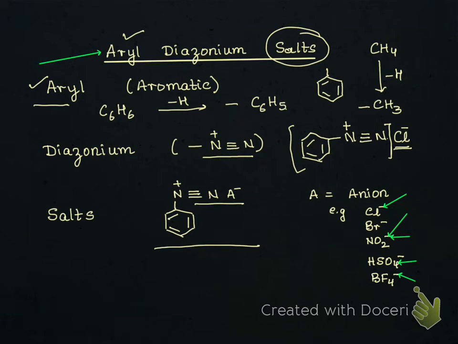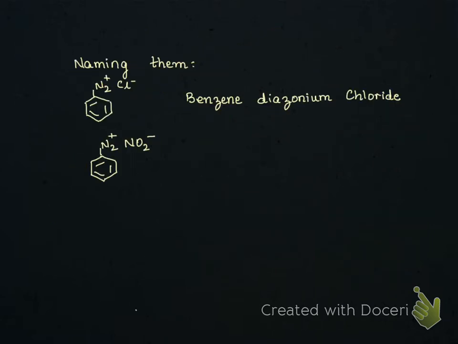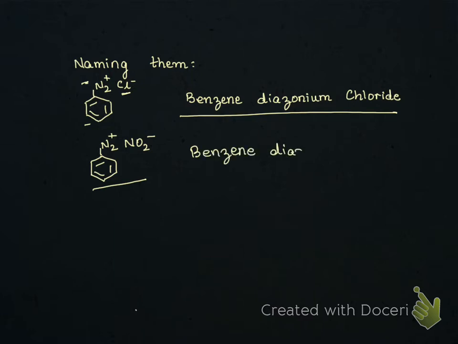So how do we name them? Naming them happens on the basis of the parent hydrocarbons. So here I have the name as benzene diazonium chloride. Simple. Benzene diazonium chloride. Try naming this compound. Benzene diazonium nitrite. Well done. So the naming of these compounds is pretty simple.